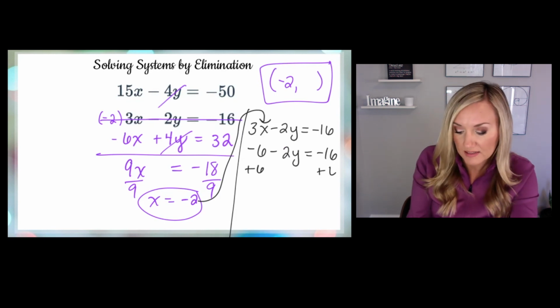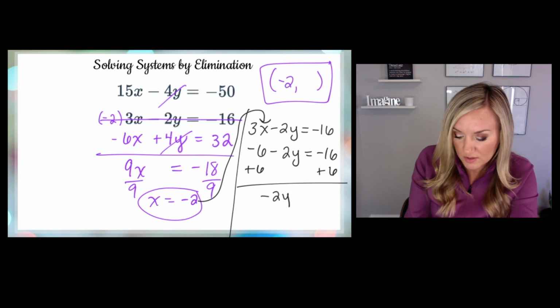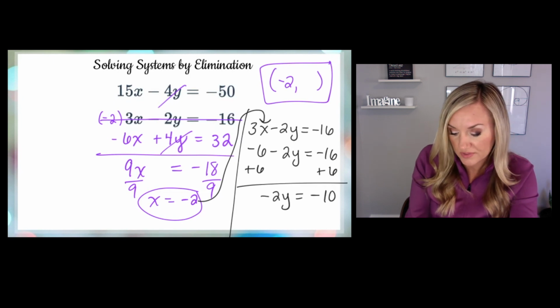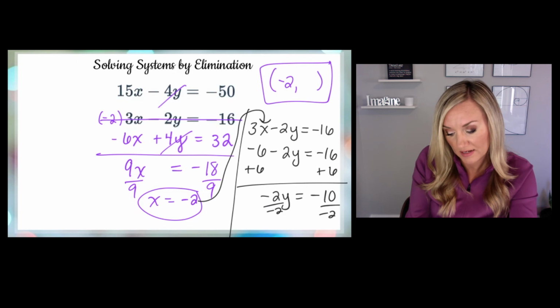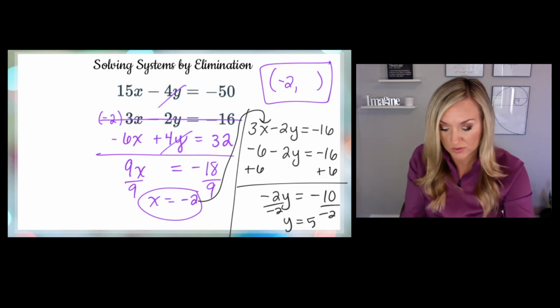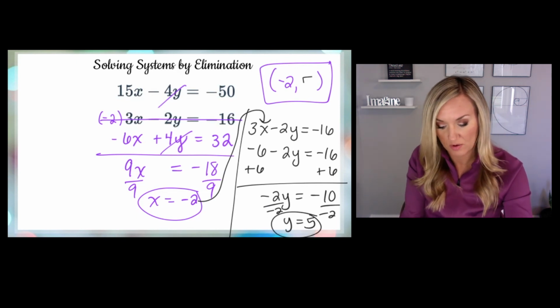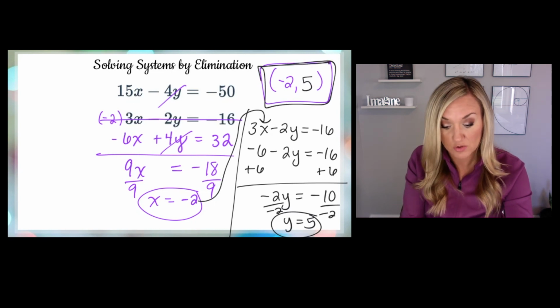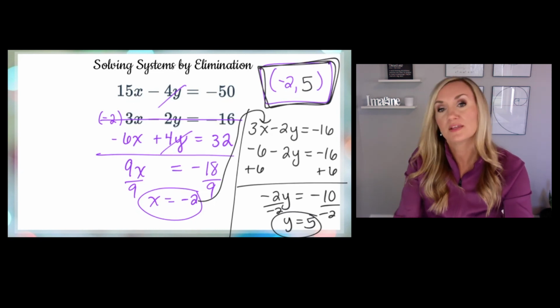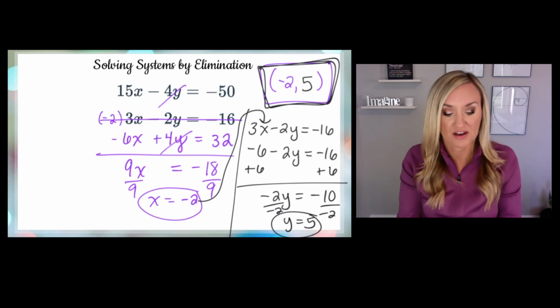And I'm going to add the 6 to each side. So you have -2y equals a -10. And when you divide by -2, y looks like a +5. Negative divided by negative is a +5. So the solution to this system is the point -2, 5.